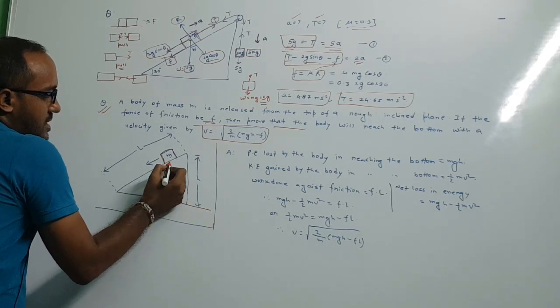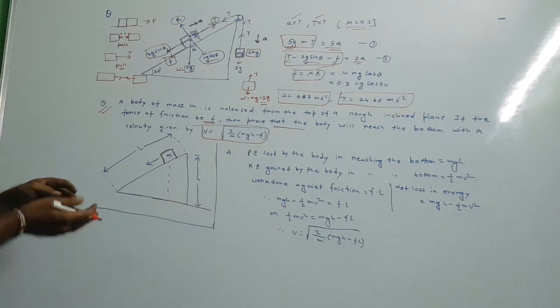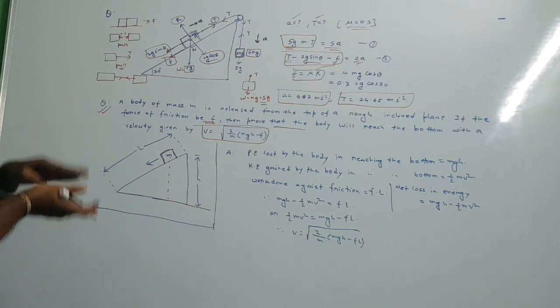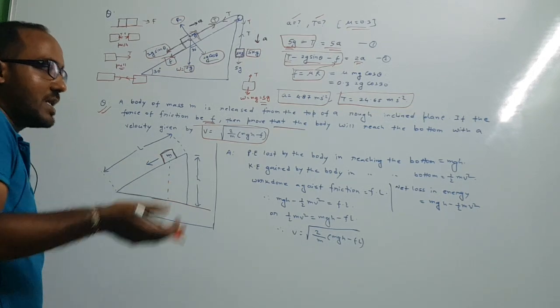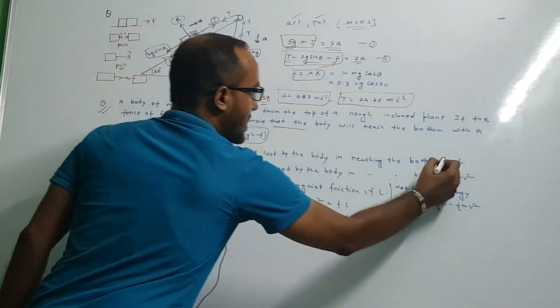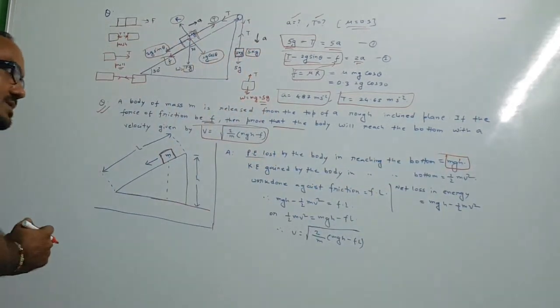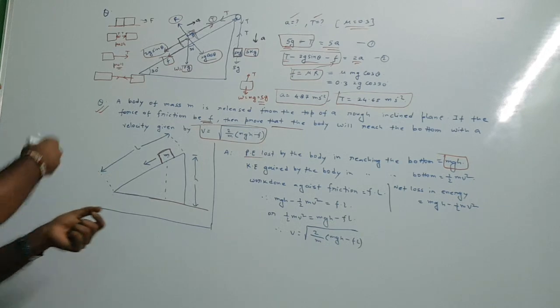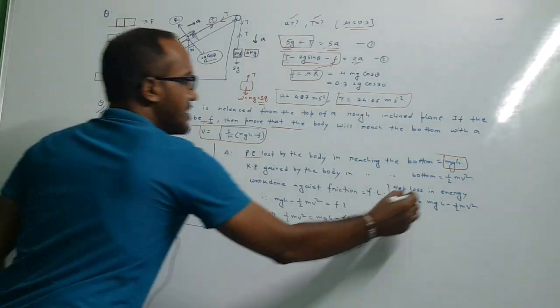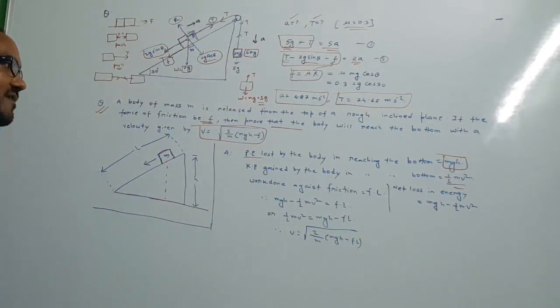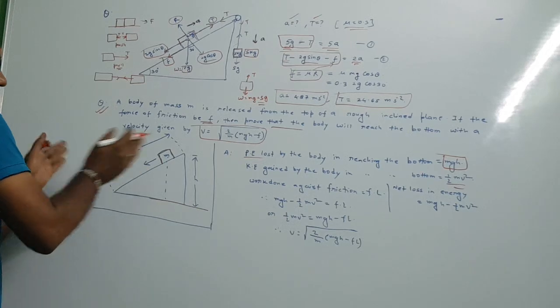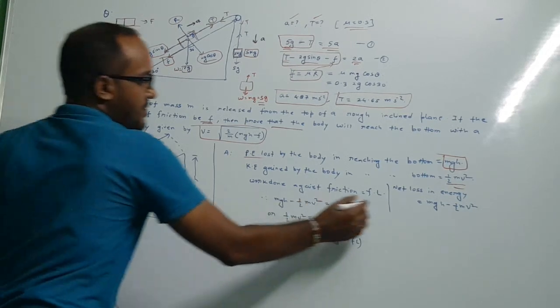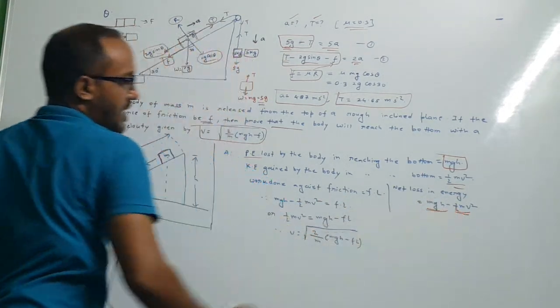The body is at h height from the ground. So if it has a height, then it will have a potential energy of mgh. If you release the object, that potential energy is going to convert into kinetic energy. So kinetic energy would be half mv square. So what is the loss of energy? Loss of energy would be mgh minus half mv square.